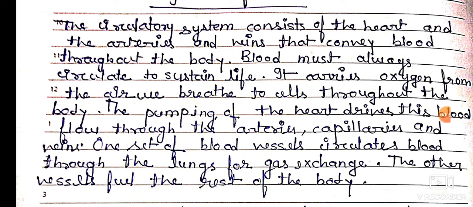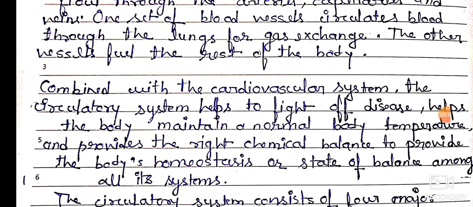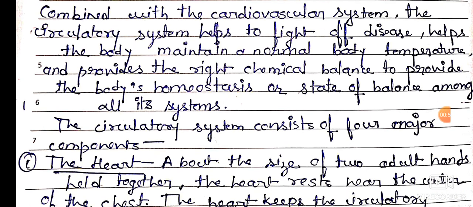One set of blood vessels circulates blood through the lungs for gas exchange. The other vessels fuel the rest of the body. Combined with the cardiovascular system, the circulatory system helps to fight off disease, helps the body to maintain a normal body temperature, and provides the right chemical balance to provide the body homeostasis, or a state of balance among all its systems.